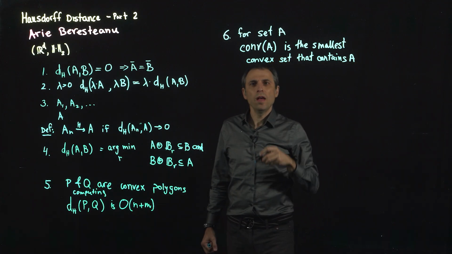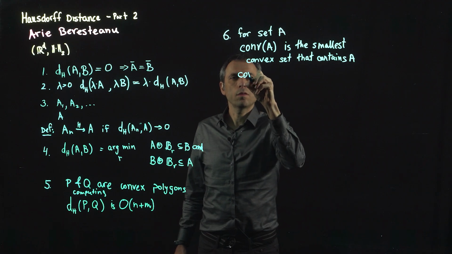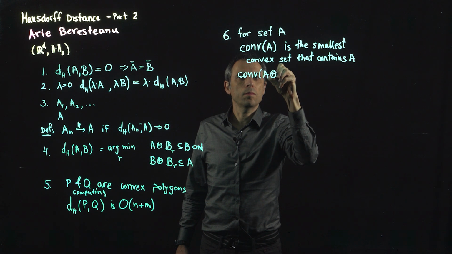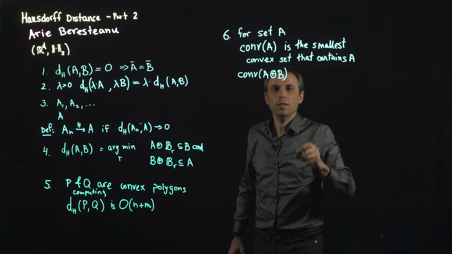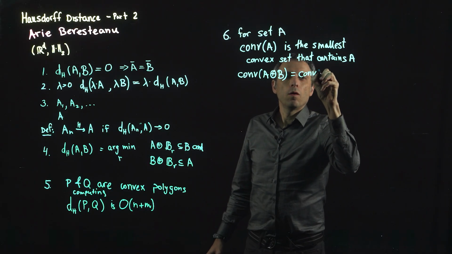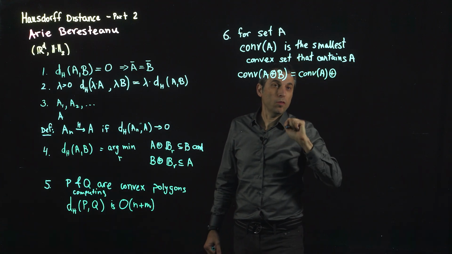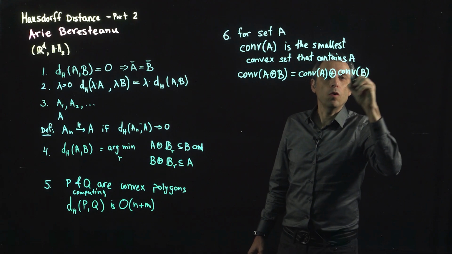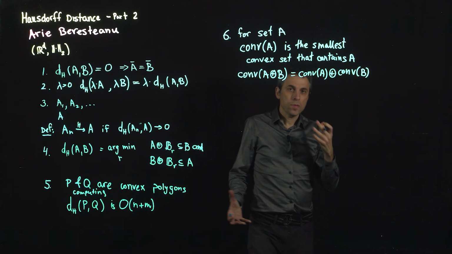Okay, so that's the conv. And the property that I want to write here is that the convex hull of A Minkowski sum B. Okay, so first I do the Minkowski sum and then I convexify it. That will be the same as taking the convex hull of A first and then Minkowski summing it to the convex hull of B. So the order of operation doesn't matter in this context.